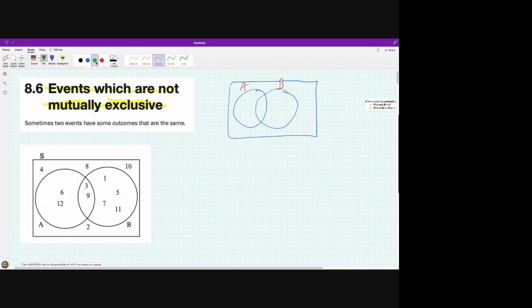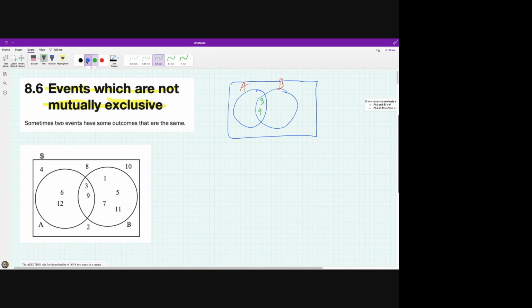The outcomes that are in both A and B are 3 and 9. So they're in the event A and in the event B. So the events A and B are not mutually exclusive because they have a non-empty intersection, or we could say there are outcomes that are in both event A and event B. So these two sets are not mutually exclusive.